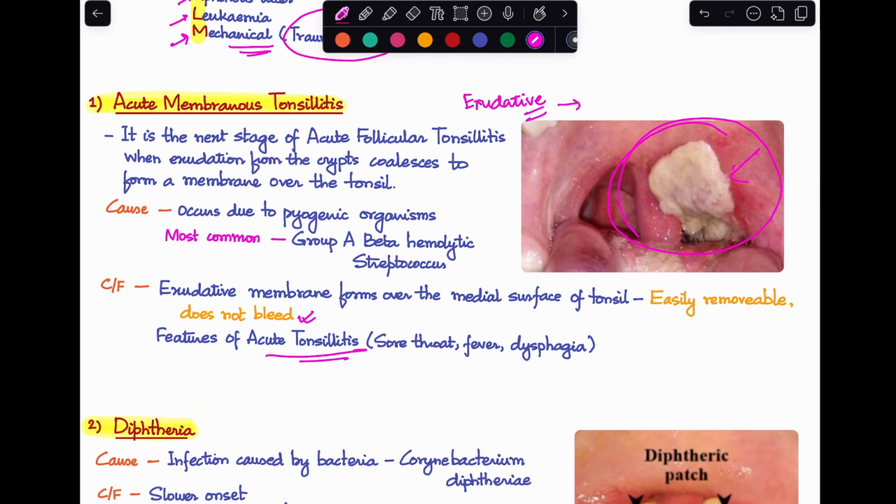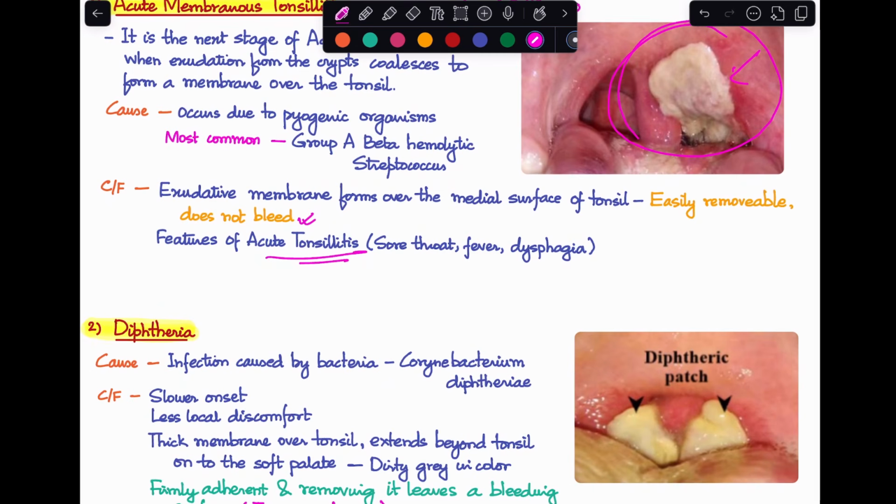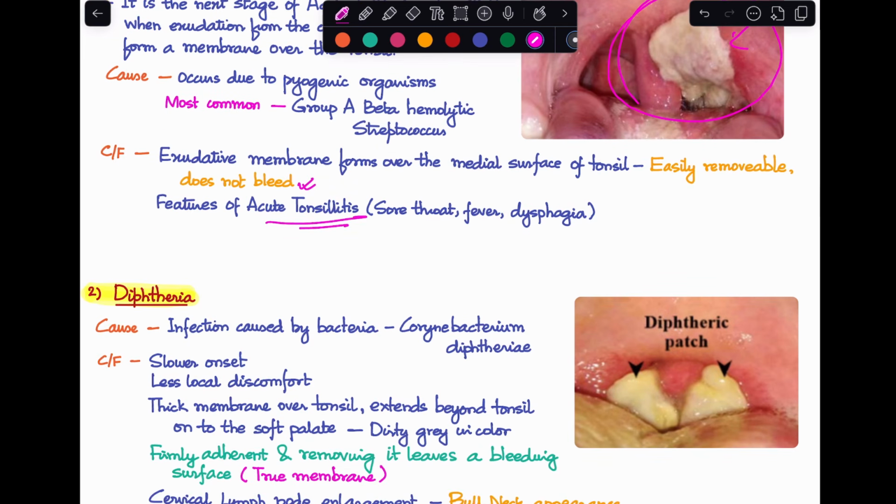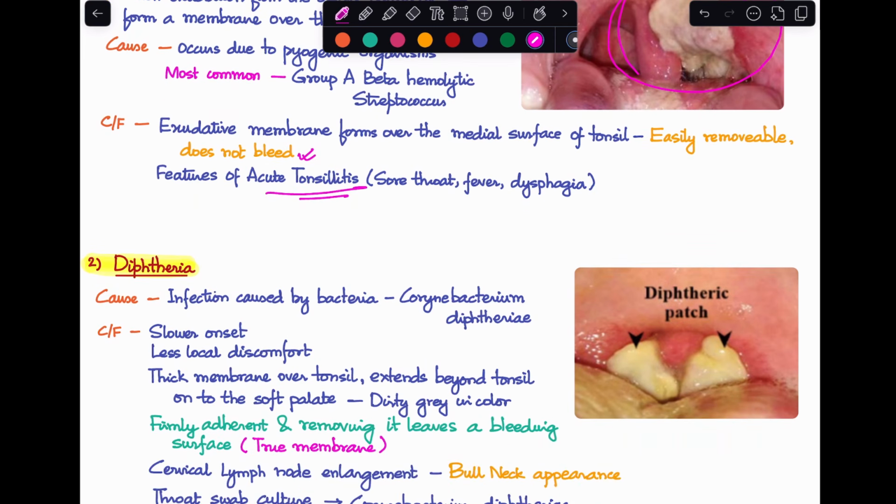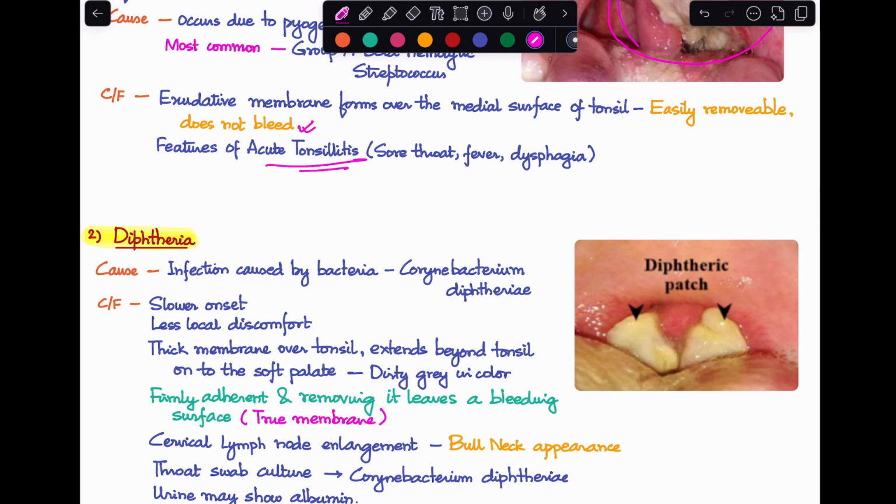Next, let's talk about diphtheria. The cause over here, as we all know, is Corynebacterium diphtheriae, which is a bacillus, a bacterium. In diphtheria, the patient will have a much slower onset as well as less local discomfort. When you examine the oral cavity and the oropharynx, you'll see a thick membrane has formed over the tonsil, and it can sometimes even extend beyond the tonsil to involve the soft palate as well. This will be dirty gray in color.